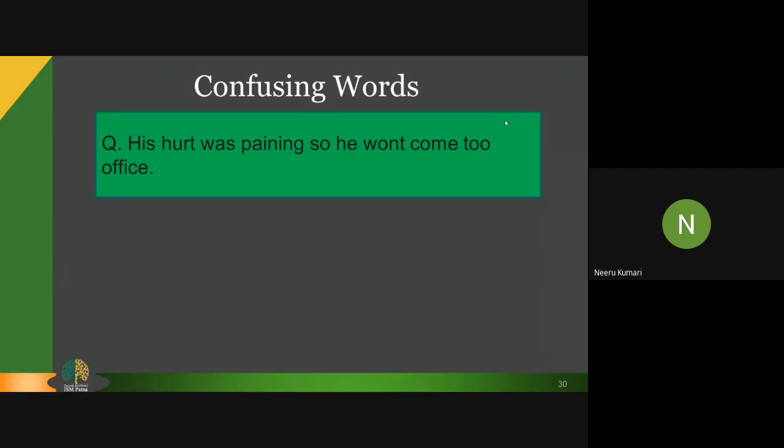His heart was paining, so he won't come to office. What is the right sentence? Can you frame the right sentence and share it in the chat box? I want you to frame the complete right sentence. There are once again a couple of words which are wrongly pronounced or written here. So can you correct it?